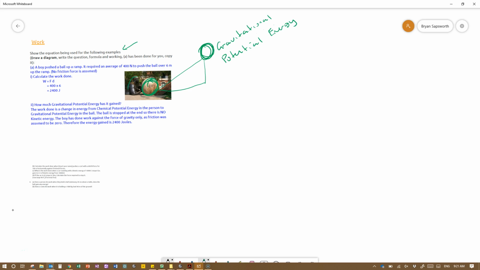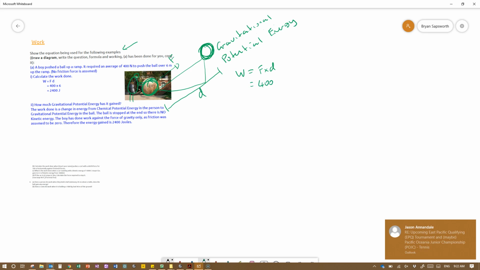So this man that's pushing it, or the boy in this case, pushes it up the slope with a force over a certain distance. The ball will gain that much gravitational potential energy because work has been done on it. How do we calculate it? Well, we use the formula W equals F times D, and then we put in 400 times 6, and we get 2,400 joules.